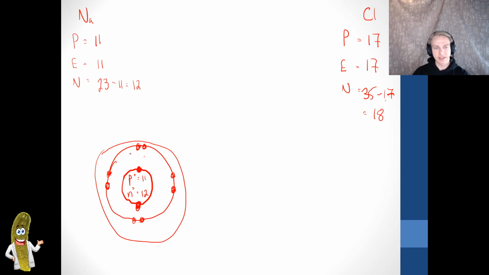I could count up and see that I've drawn 10 out of 11 electrons, and I'm going to draw my 11th electron right here. So that's what sodium looks like.